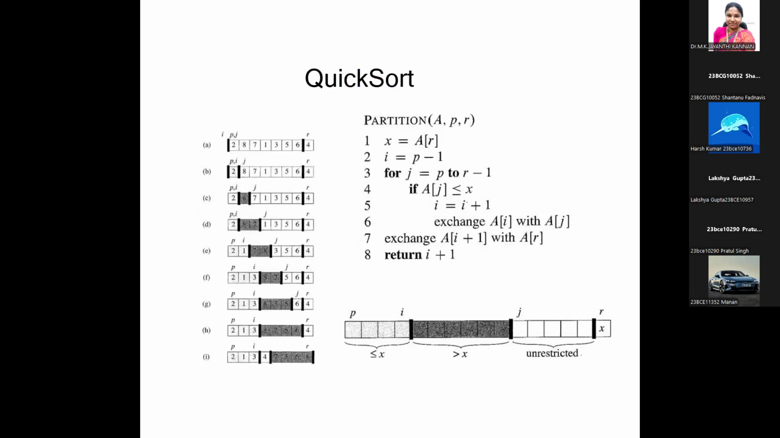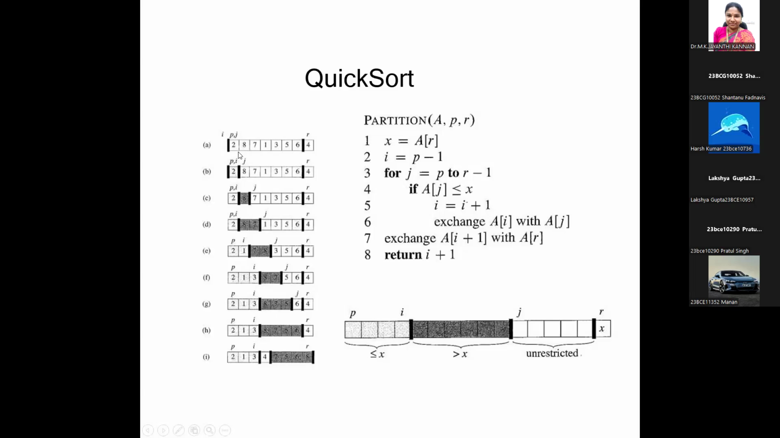To understand the logic, we are taking a quick sort algorithm. We are taking an array of 2, 8, 7, 1, 3, 5, 6, 4. It's in the unsorted form. There are 8 numbers. Now we are fixing i, p, j and r. Here p points to the first location, index position 0, and r points to the last position, n. P is equal to the first position, r is equal to n.